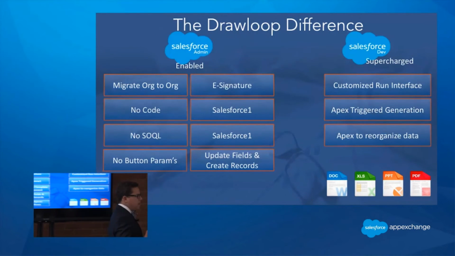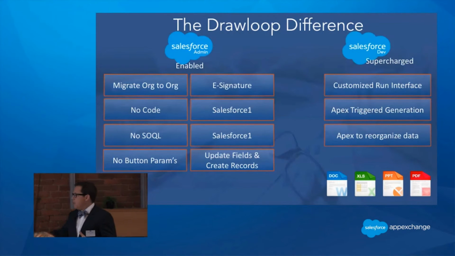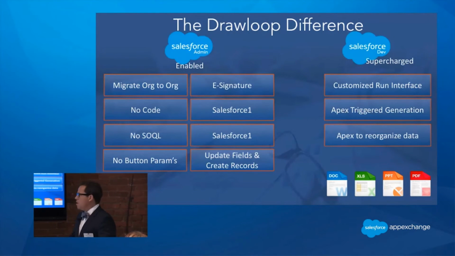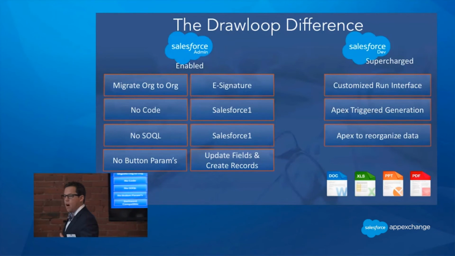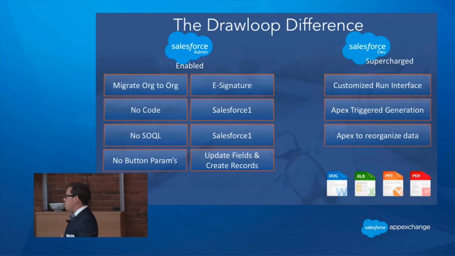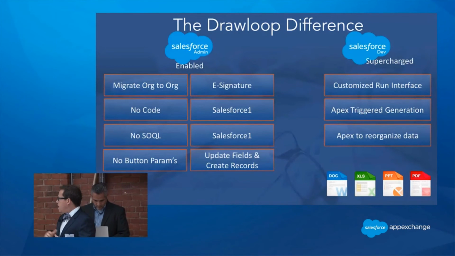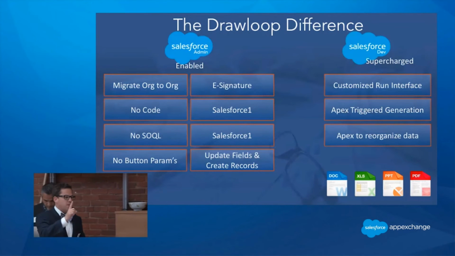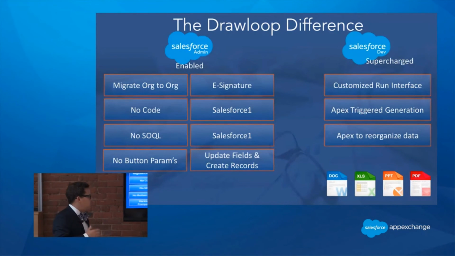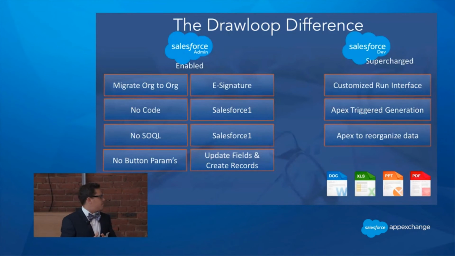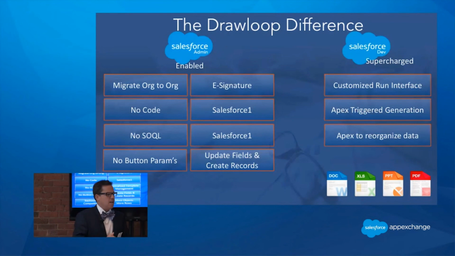Finally, I want to talk to you guys about the Drawloop Difference. And this is really what sets us apart from all of our competition, is we can migrate from org to org. No code, no SQL queries, and no button parameters are required in our app. We're enabled by the admin and supercharged by the developer. You'll also find that we've been backwards compatible with version number 1, dating back to our first release. We have centralized template management. You can update, create records declaratively, as well as we can get to more objects and more rows of data than anybody else. And that's Drawloop.